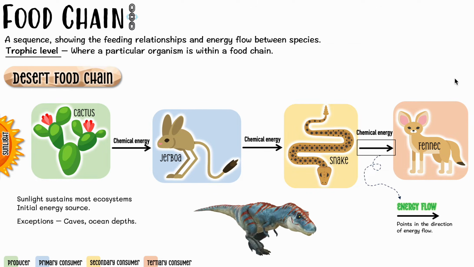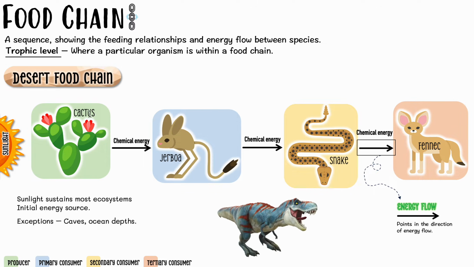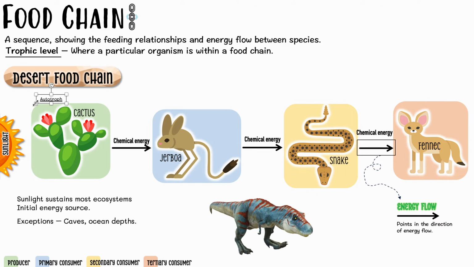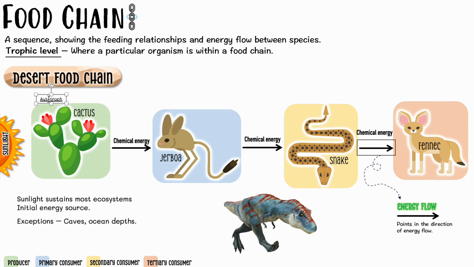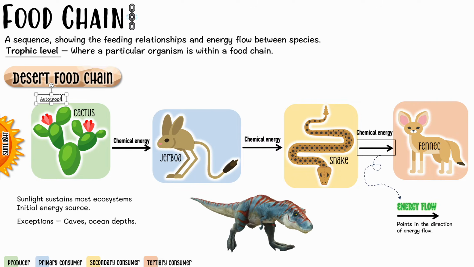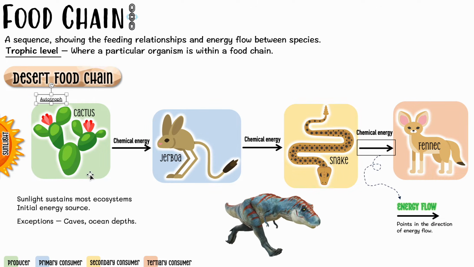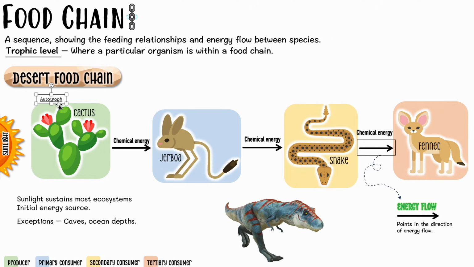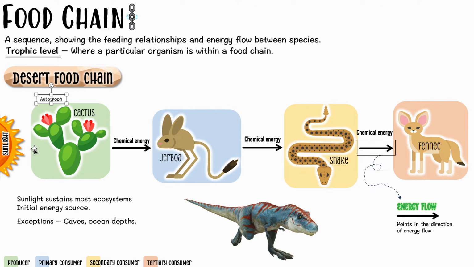A couple of very important things here. A producer, so the first thing in a food chain, is usually an autotroph. Remember, auto means automatically or by itself, and troph means to feed. So it's an organism, not always a plant, but most of the time, that can make its own food. It's an autotroph, like a plant using sunlight.